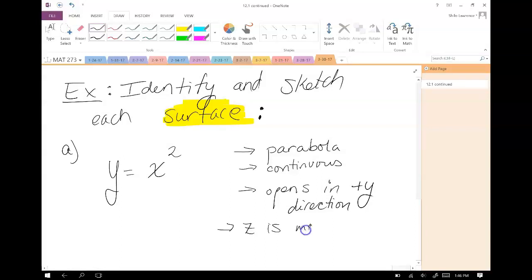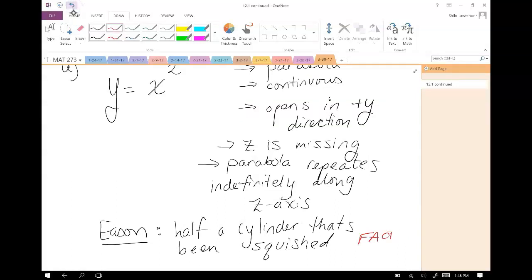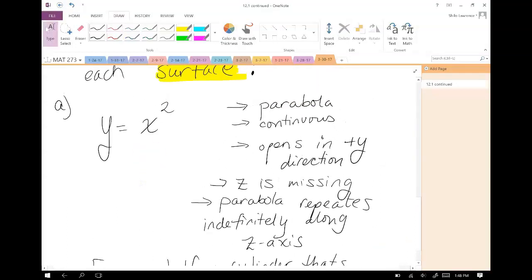Z is missing. What that means is when I draw this parabola in the xy plane, that parabola is going to repeat forever along the z-axis. When we draw it, it's going to look like half a cylinder that's been squished, but technically a parabola goes forever in the y direction, and then this thing's also going to go forever in the z direction. We can't draw forever, so we're going to have to stop it.